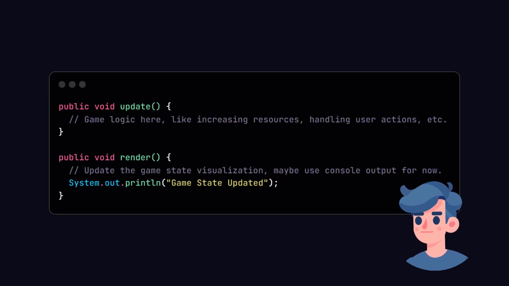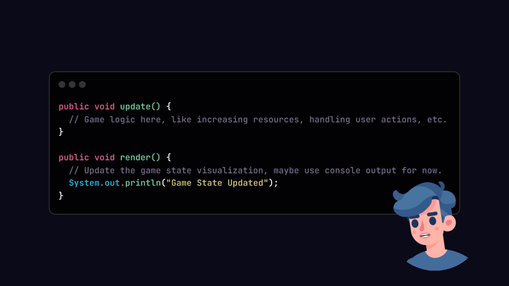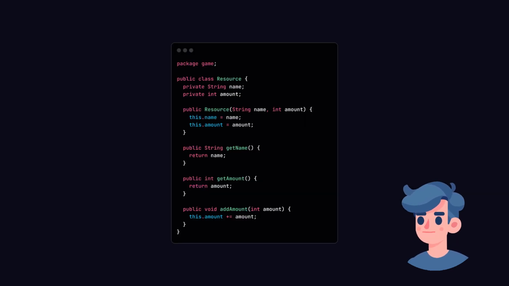We also need to define the update and render methods. The update method will handle all game logic, like resource generation and user input, while the render method will display the current state of the game to the players. Great! Now let's introduce resources into our game.